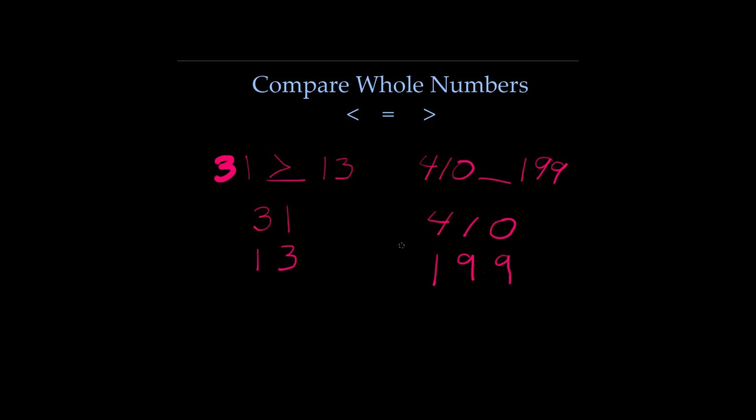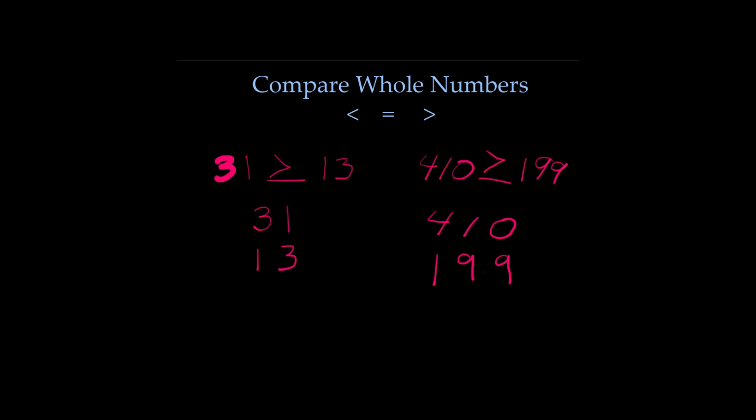All right, and we're going to start at the left. So a 4 is greater than 1. I don't have to look at the rest of the numbers. I already know that 400 is greater than 100 because of our place values and our values of the 4 and the 1. So before I even look at the tens or ones column, I already know that 410 is greater than 199. So I'm going to use that same greater than symbol.